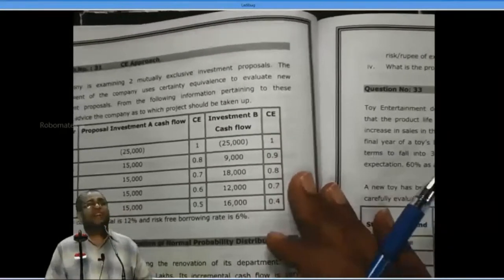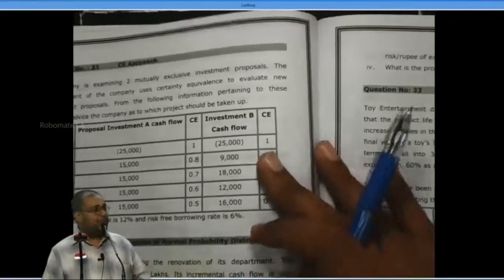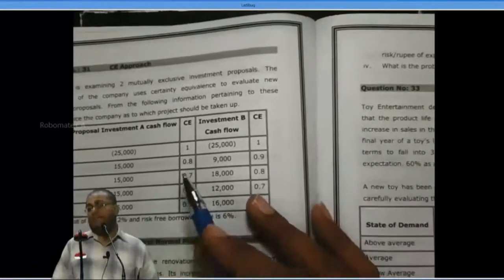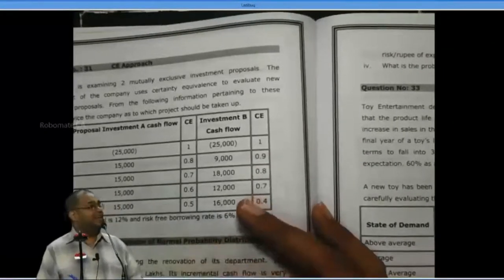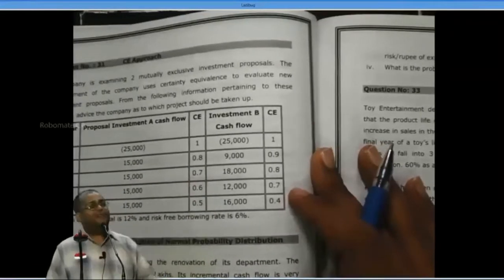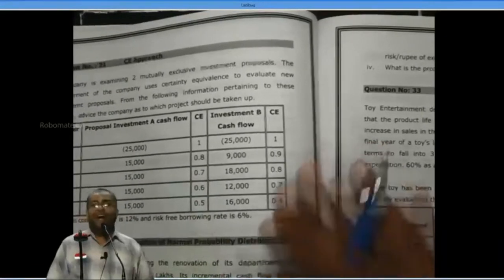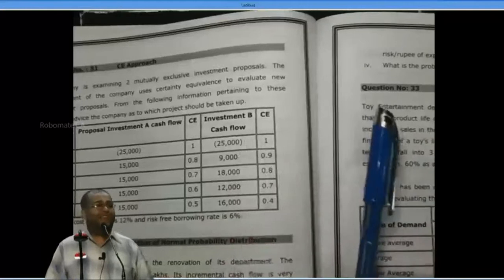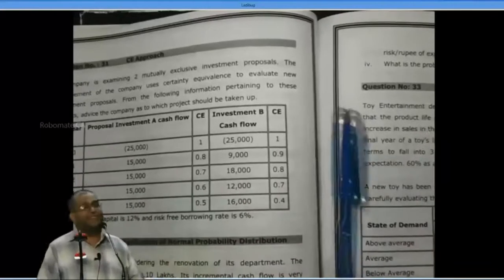Are you following? I just want to convince you. Otherwise, you keep on saying, how is that certainty equivalent factor 80%? I cannot say, you cannot say. Who can say? Only the board. God did not say these factors. The board said it, and it is up to them to justify it. Are you following or not?